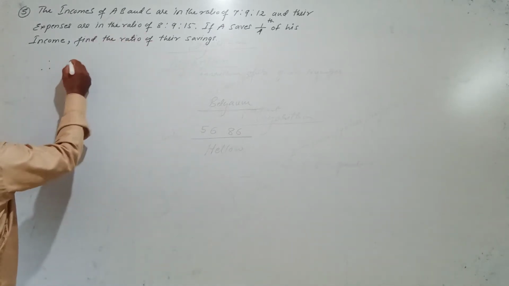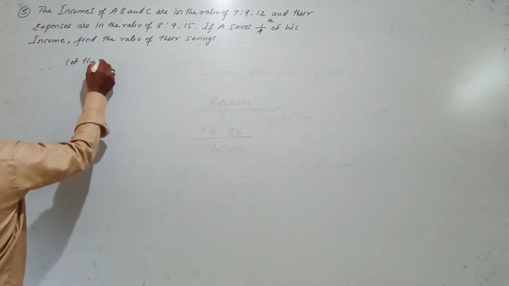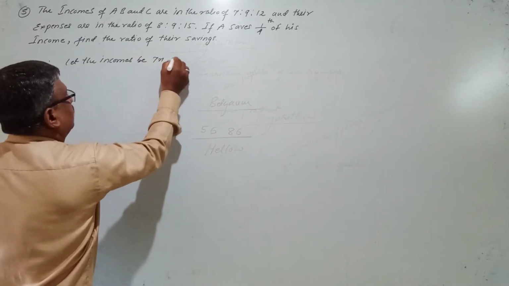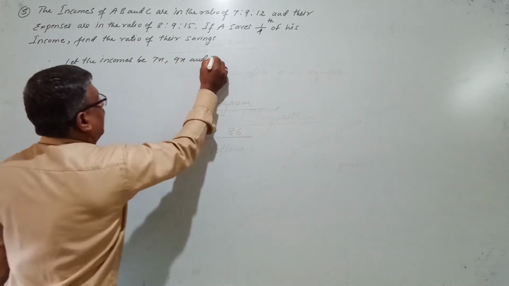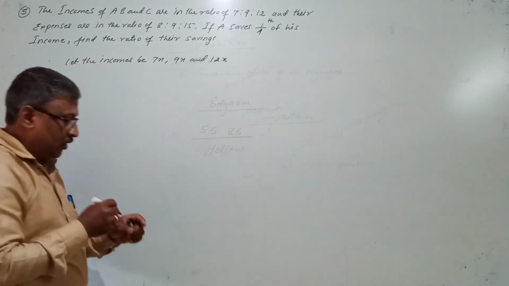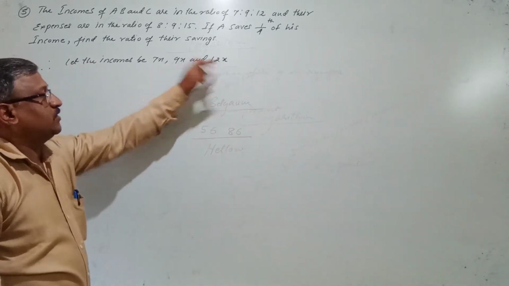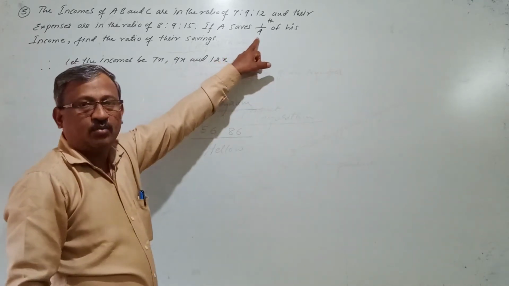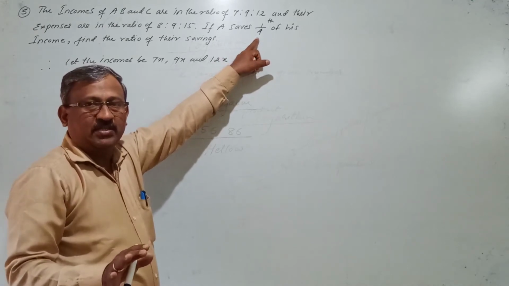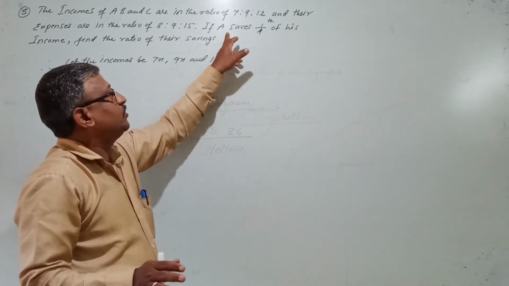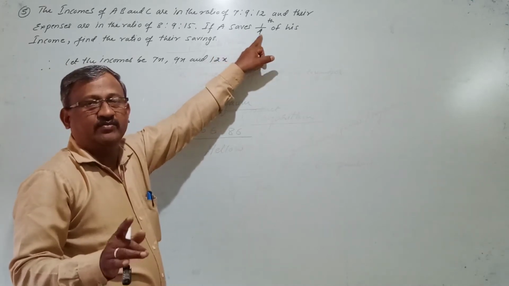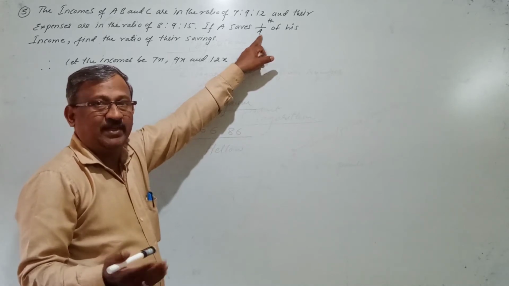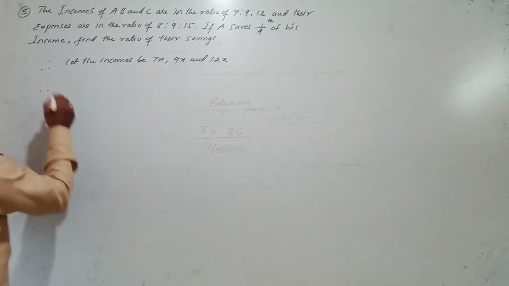So first you assume their incomes. Let the incomes be 7x, 9x and 12x. These are the incomes of A, B and C. Clear? Incomes are known. Now I want savings here. We have to calculate the savings of A, B and C. Out of these three persons we know A saves 1/4 of his income, so I can easily determine his savings. Let's calculate A's savings first.